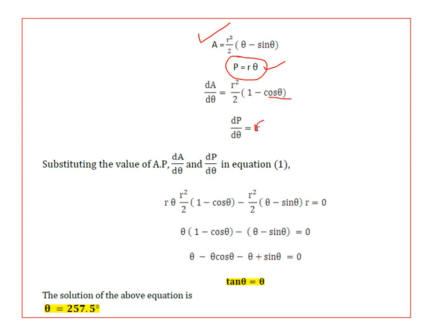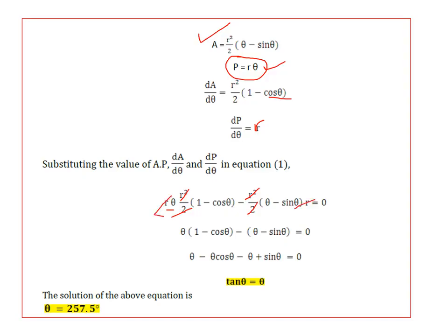So now you substitute these values A, P, ∂A/∂θ and ∂P/∂θ in equation 1. So we get finally this term. That means you substitute P is equal to rθ, you substitute ∂A/∂θ here, then you substitute A and then ∂P/∂θ. After solving, cancelling the common terms, r square, half, half, so finally r and r get cancelled.